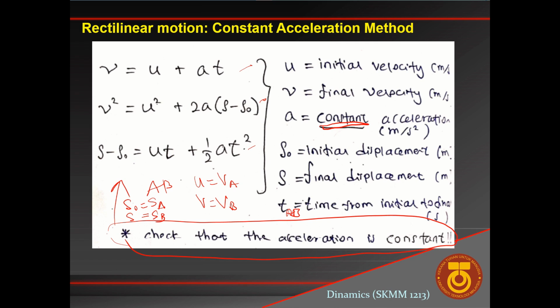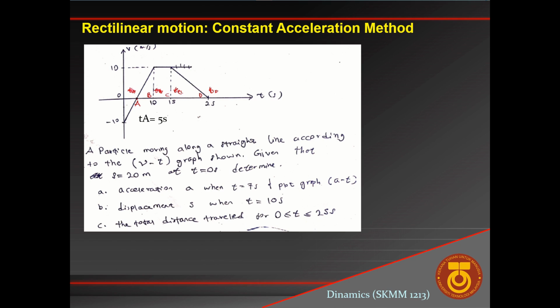After this chapter, we will use these equations a lot during curvilinear motion. Now let's go to the example from the previous chapter, which was solved using area under the graph. We will use the same problem and try to solve it using a different method. The first one I showed you used area under the graph; now we will use the constant acceleration method. From the previous chapter, we already calculated tA equal to 5 seconds. You can look at the previous example to see how to calculate this. So tA equals 5 seconds.